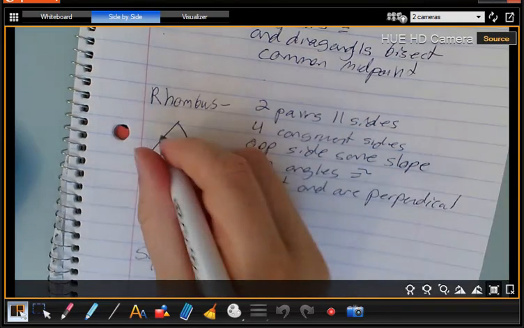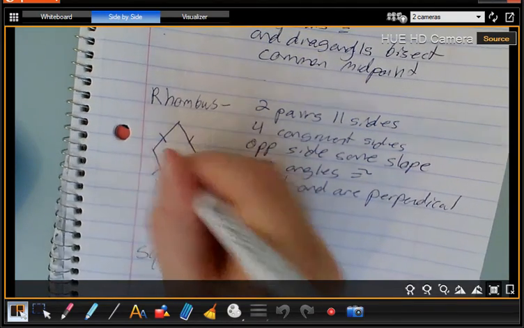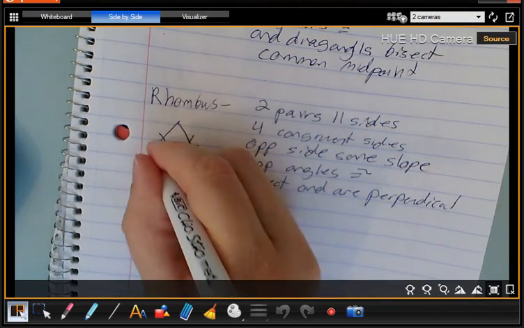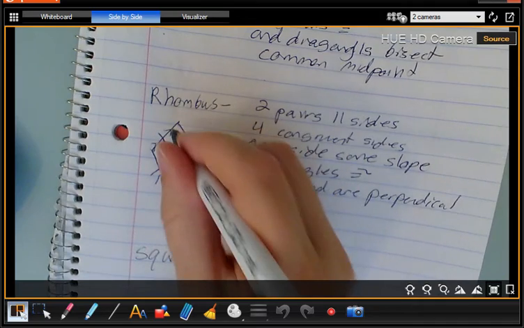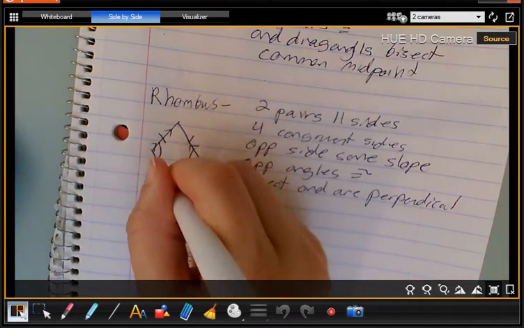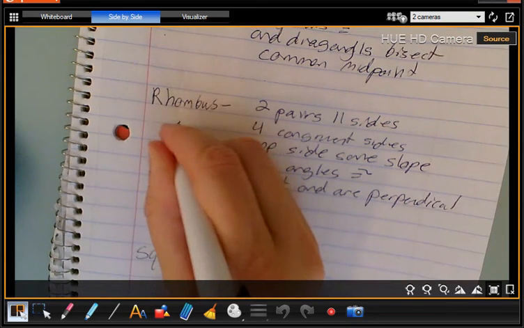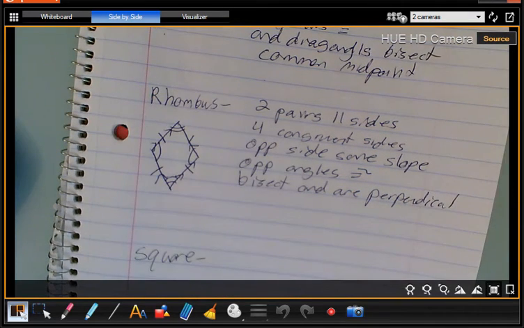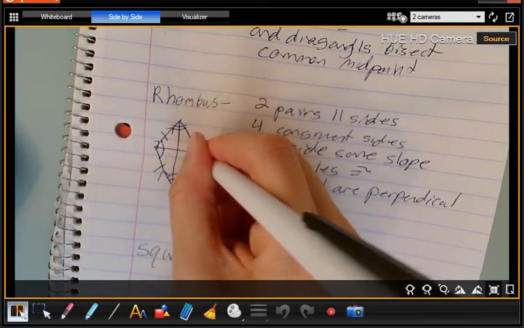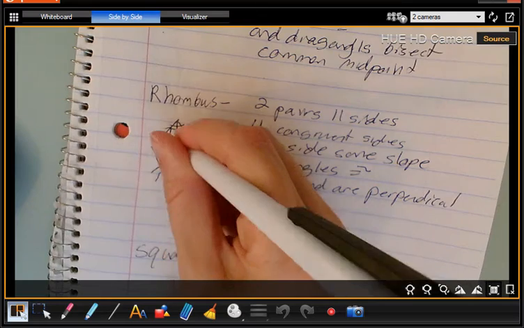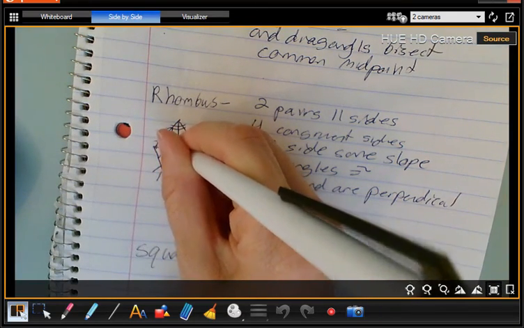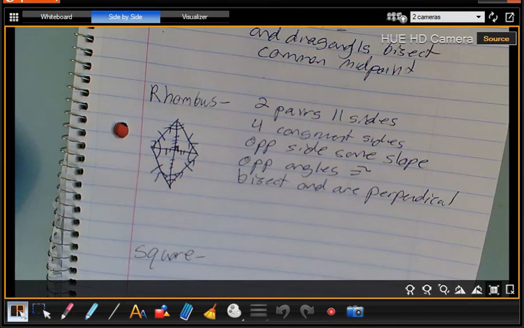Okay, so all four sides are equal. Opposite sides are parallel. Opposite slopes are parallel. Opposite angles are congruent, so I can do two little angles right there to show they're congruent. And diagonals bisect each other and are perpendicular. So that's that little meet at 90 degrees right there.